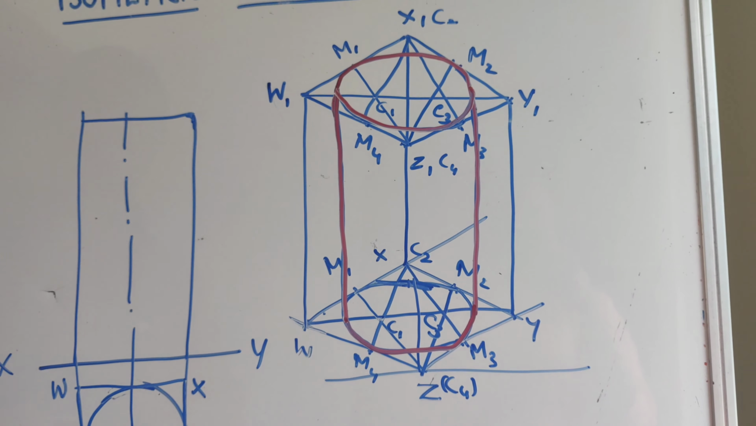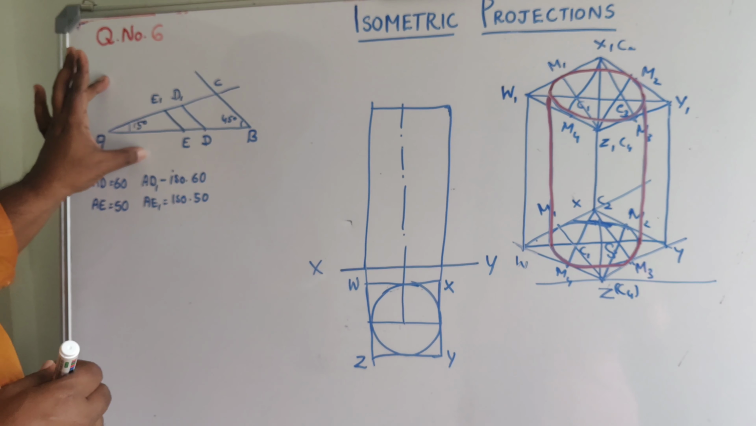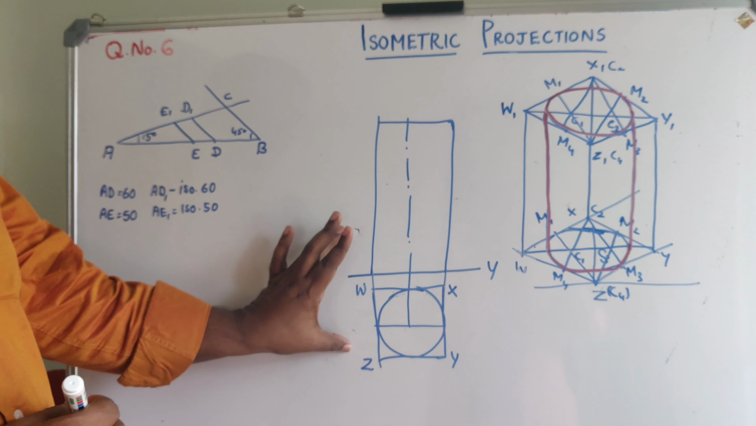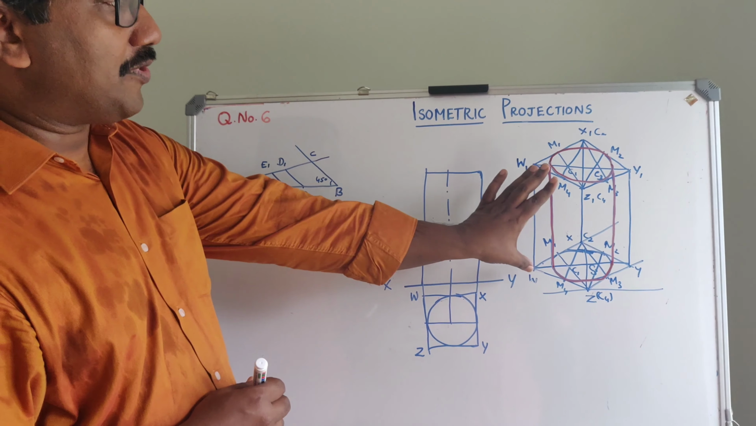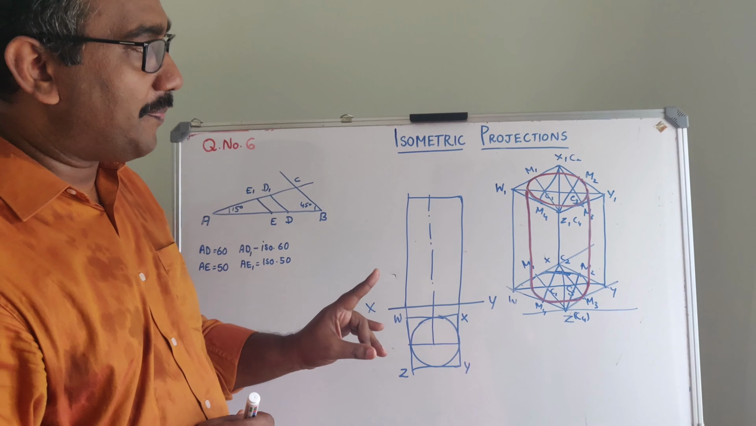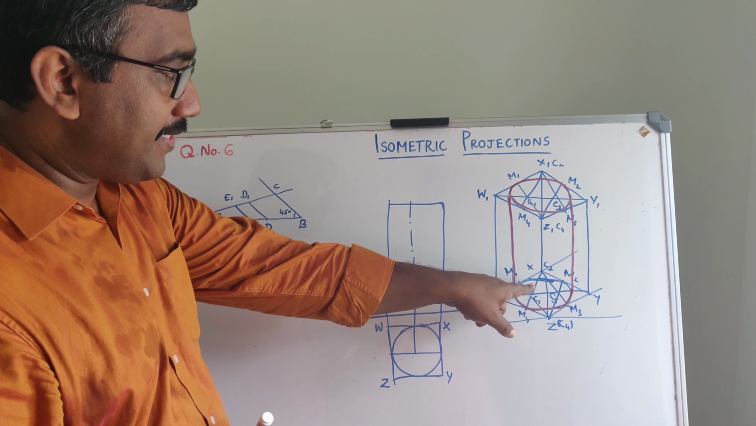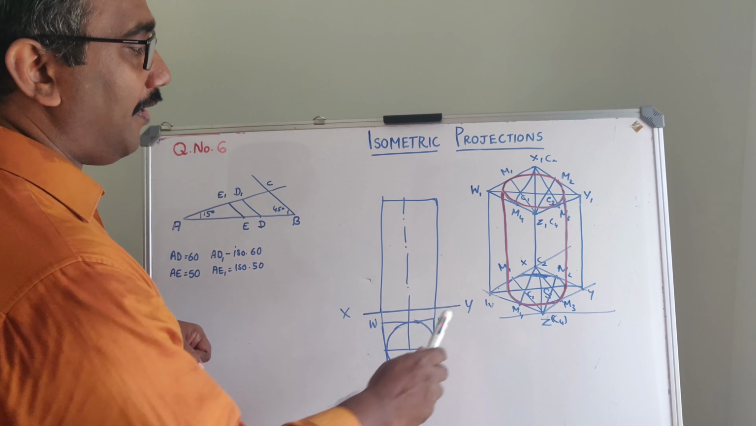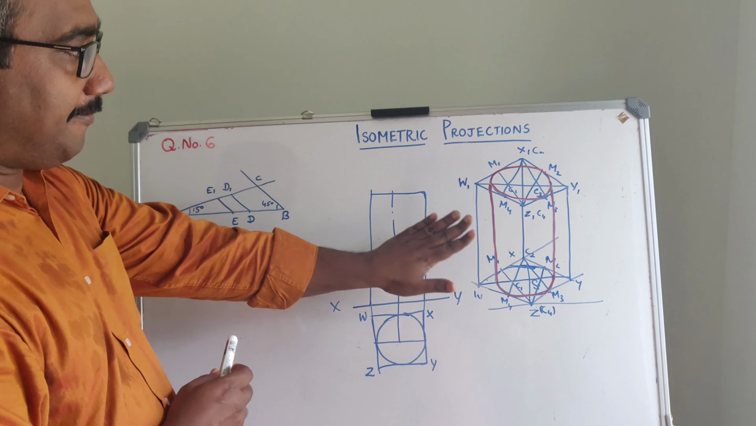Okay. So we have started from the isometric scale. Using the scale, you have drawn the simple position. From the simple position, you have gone for the box method, and using the box method, you have drawn both the top base and the bottom base using the 4 center method. Now you got the cylinder.